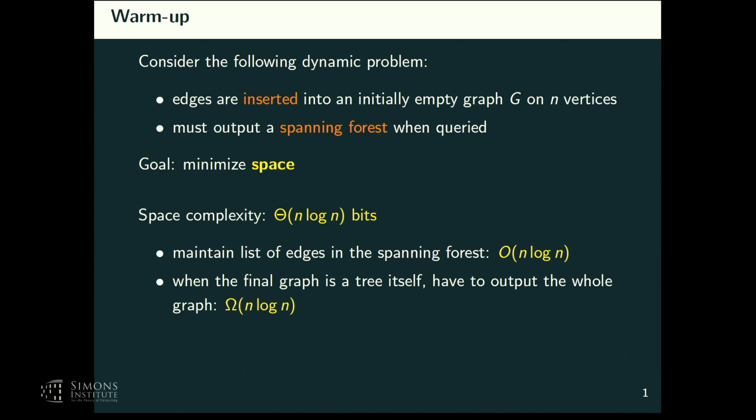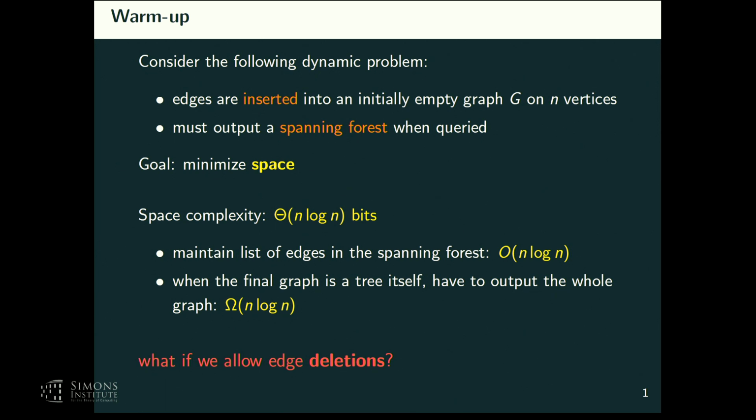For the lower bound, when the final graph at the time I make the query is itself a tree, then I have to basically output the entire graph. And by Cayley's formula, there are n to the n-2 trees on n vertices. So in order to distinguish every pair, I basically have to spend n log n bits. This is the lower bound. So the space complexity of this problem when there are only insertions is Θ(n log n) bits, up to a constant factor. So what happens if we allow edge deletions?